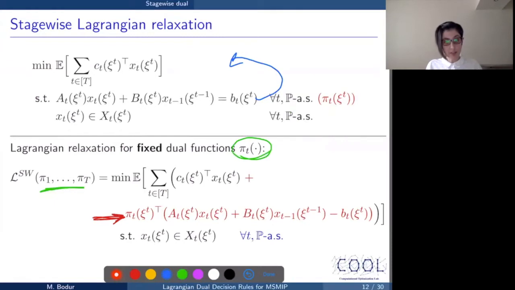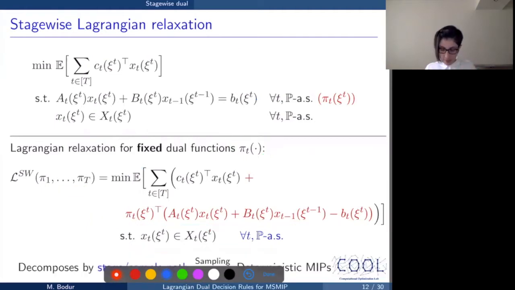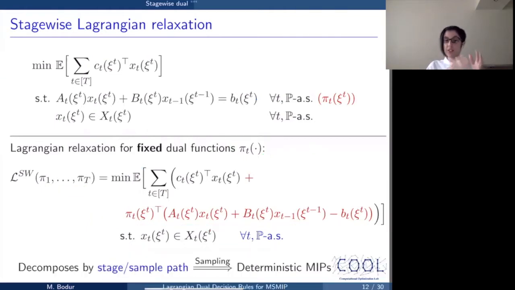What is good about this relaxation, again for a given set of dual policies, is that if you look at this objective and most notably its constraint set, you will realize that there is nothing linking. You can rearrange the terms in this objective and have one coefficient for the x_t vector, and then you will realize that there's nothing linking consecutive x decision variables anymore. As such, this problem can actually be decomposed by stage t and sample path.